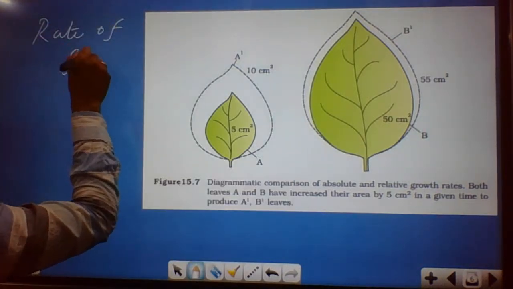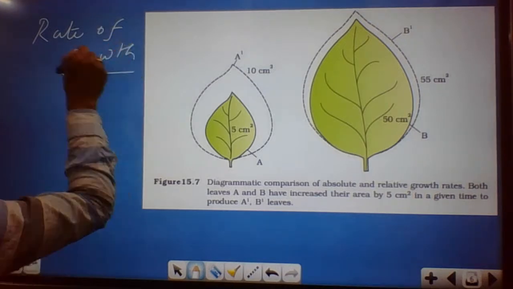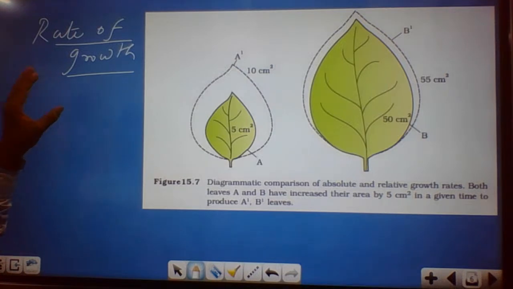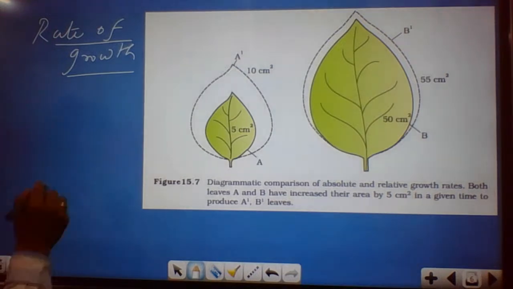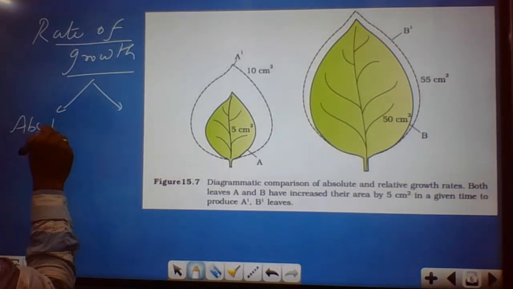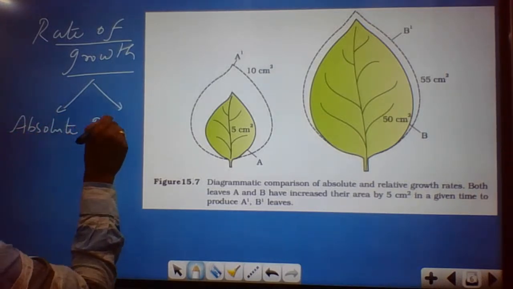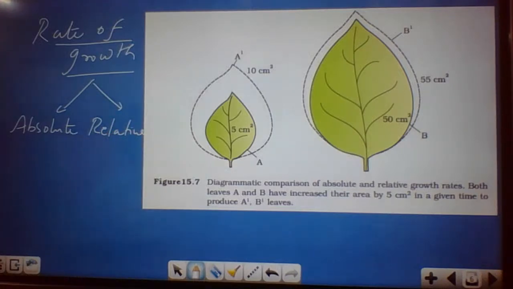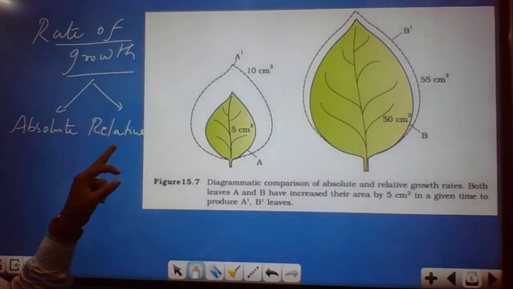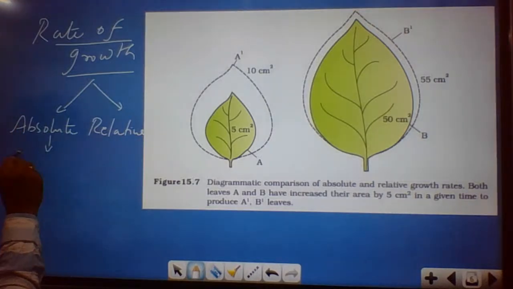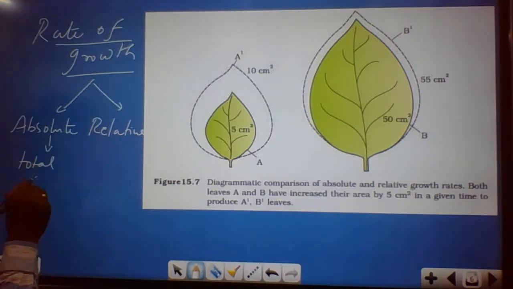We have two types by which the rate of growth can be measured. What are the two types that you could see? One is absolute growth rate, and the other one is relative growth rate. Questions sometimes come in the calculative part. So how do you calculate the absolute and how do you calculate the relative growth rate? Absolute growth rate is the total growth that takes place. It's the total growth on the whole.